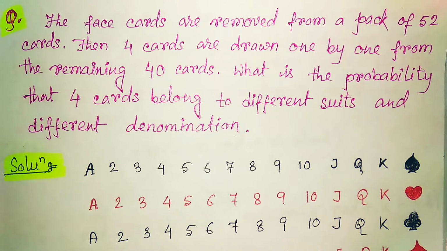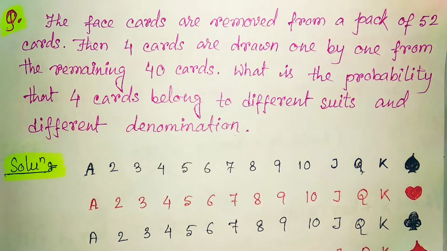Again we are here with some more problems on probability, and these are some tricky problems. So the first problem is: the face cards are removed from a pack of 52 cards. Then 4 cards are drawn one by one from the remaining 40 cards. What is the probability that the 4 cards belong to different suits and different denominations?